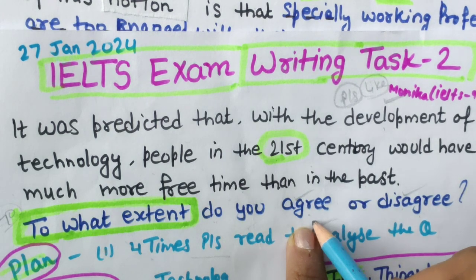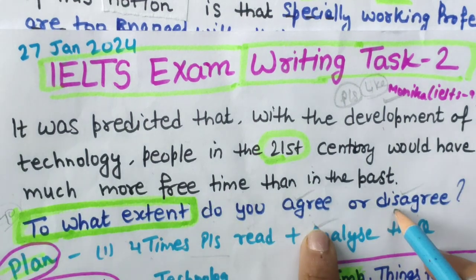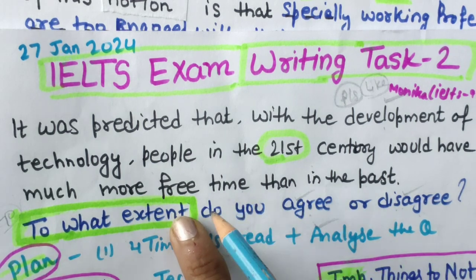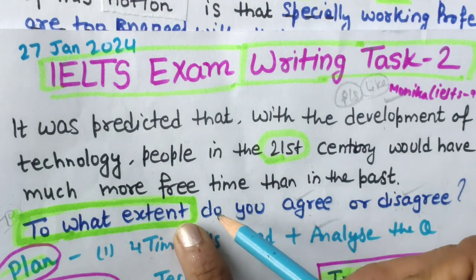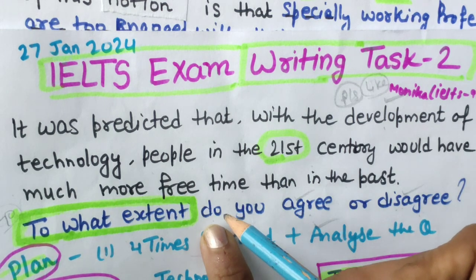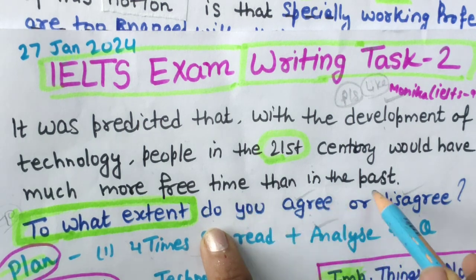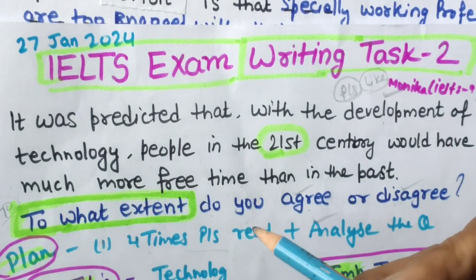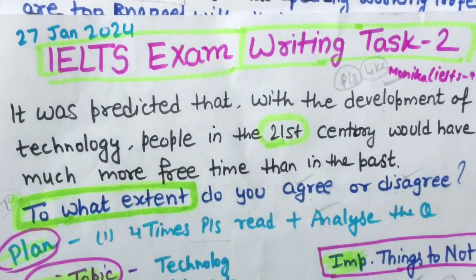When you are going to agree, then you have to write about yes, they have free time. When you are going to disagree, then you have to tell about no, they don't have free time, they are more busy. You can give the example of school children, and you can give the example of professionals working in MNCs and other businesses. So you will be telling no, they don't have free time. With the help of technology, everything has become easy, but still competition is more. So many things you can tell.